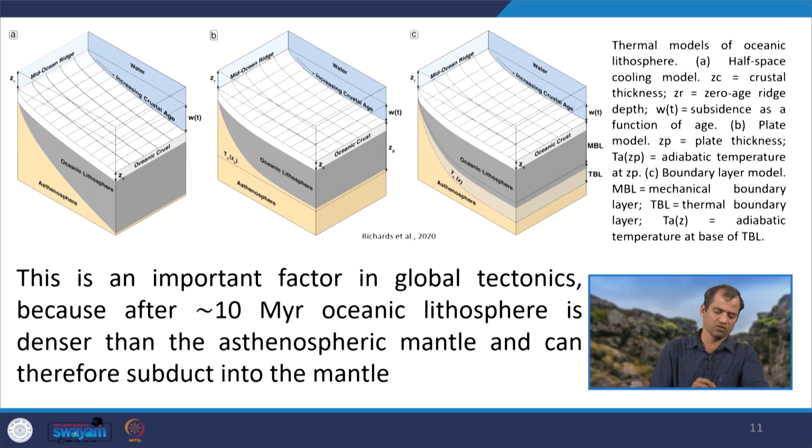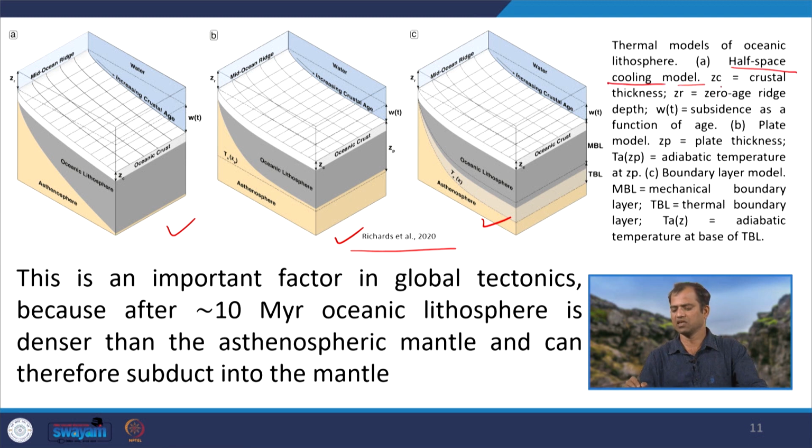So, here we have three different models, proposed by Richards 2020. The first one, if you see, is called the half space cooling model. The half space cooling model says this ZC is the crustal thickness. So, we have this crustal thickness, this much. Then Z is the zero ridge depth.